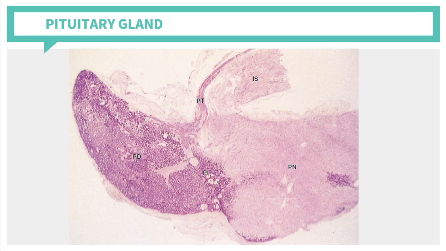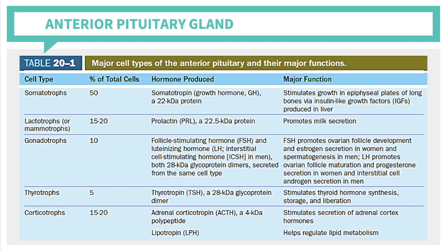Okay? Very good. Now, let's go back again to the anterior pituitary gland. Remember, we have discussed the different hormones produced, right? But these hormones can be produced or synthesized by different cell types of the anterior pituitary. So what are those different cell types? You have your somatotropes, lactotropes, gonadotropes, thyrotropes, and corticotropes.